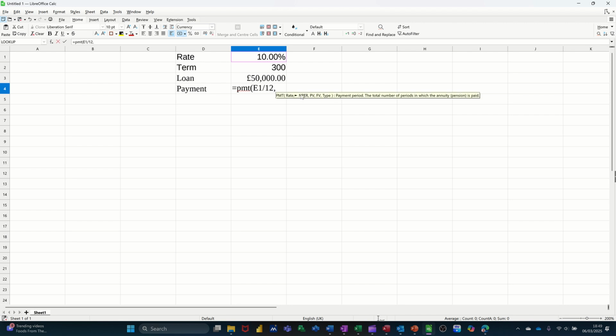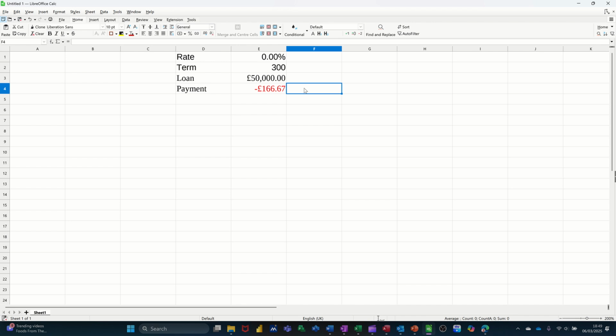Now it wants to know the number of payments, which is 300. I've called it term, comma. Now it wants to know the actual value, the present value of the loan, which is 50,000. The rest of it is optional. So I'll just close a bracket on that and then click the tick, and it comes up with £454.35.